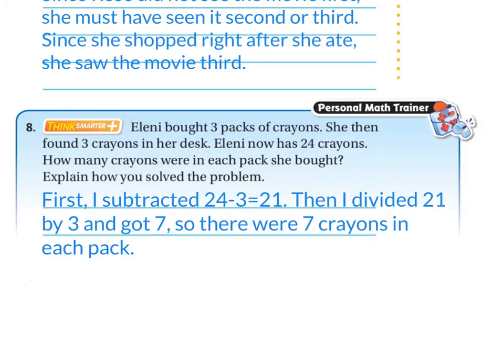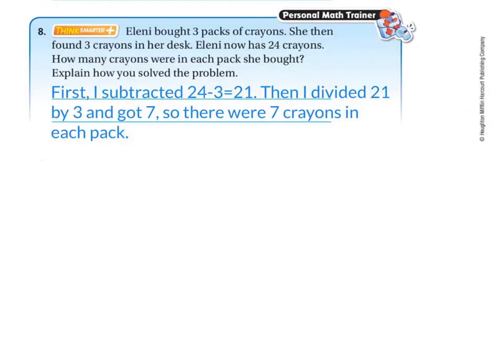For number 8, it was not enough just to write the answer. It asked you to explain how you solved. So take a minute, pause the video, read this explanation, and make sure you had something along the same thing. I noticed that in number 8, they use this word "now" again. Alini now has 24 crayons. So that's a clue that you should be working backwards.